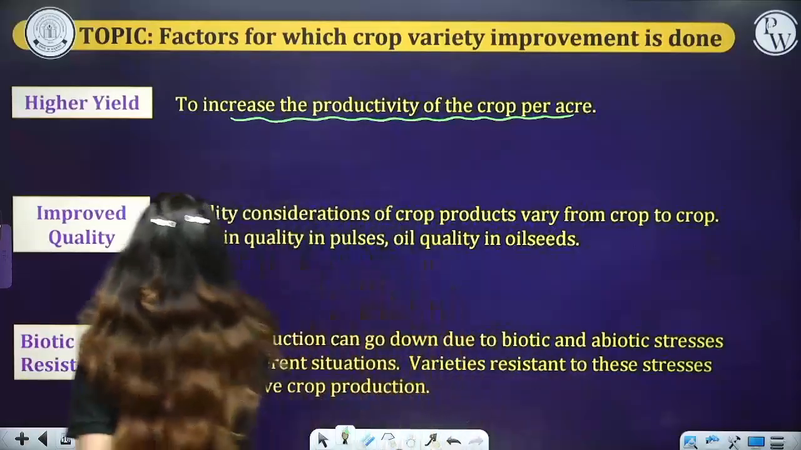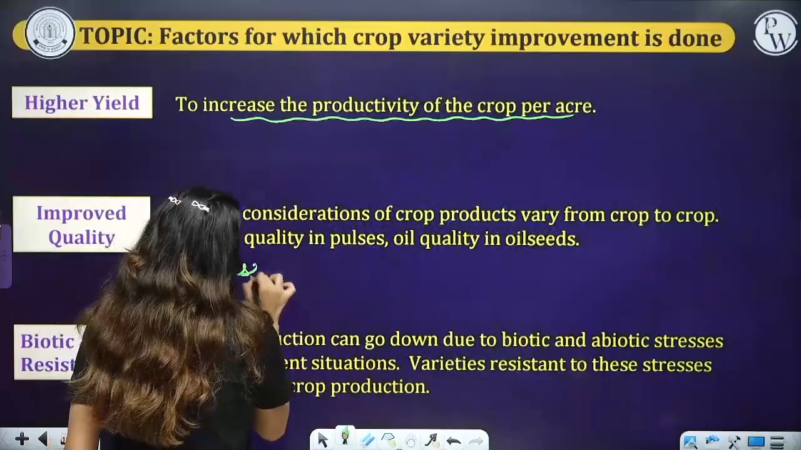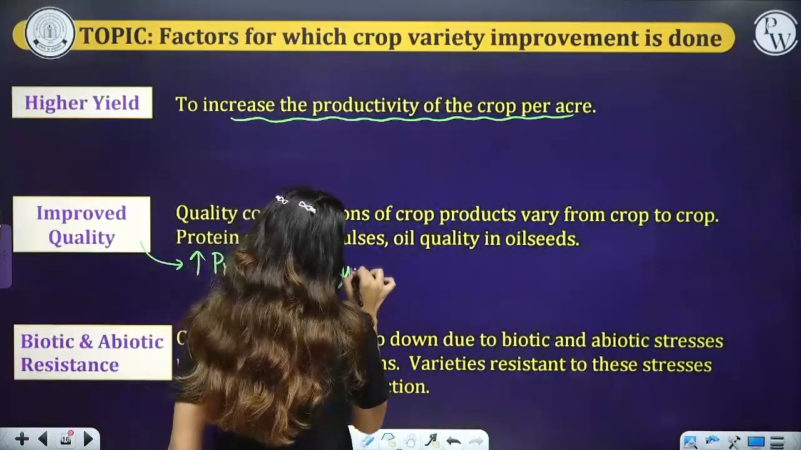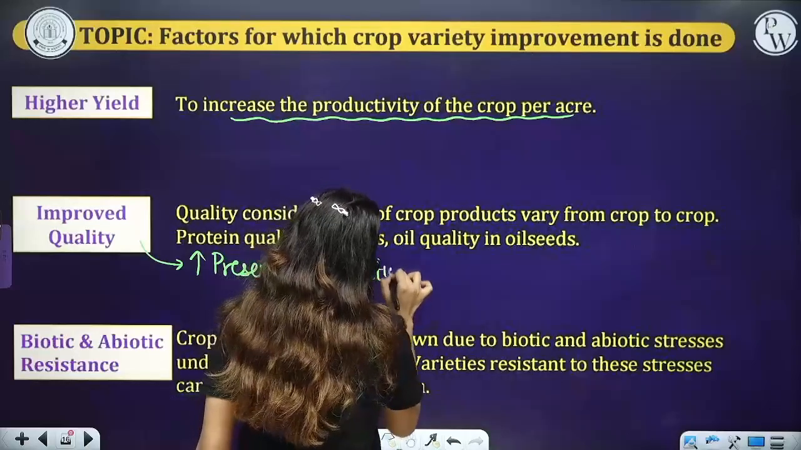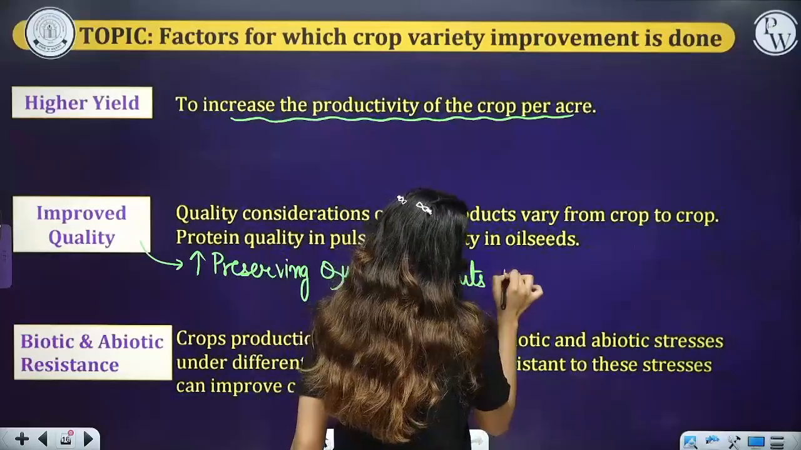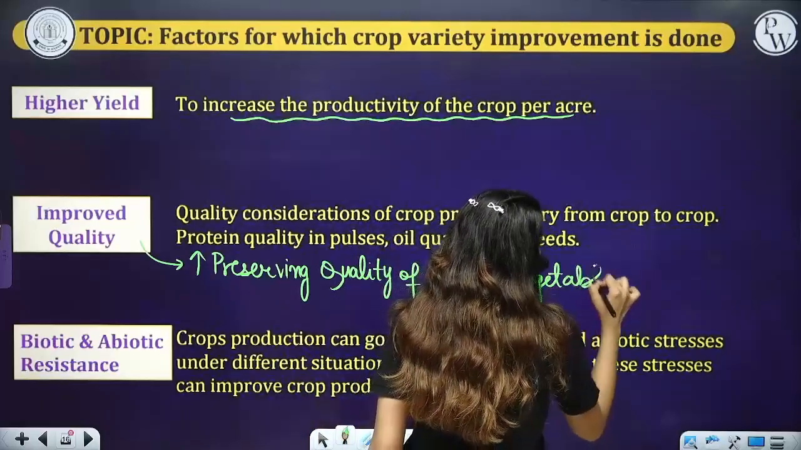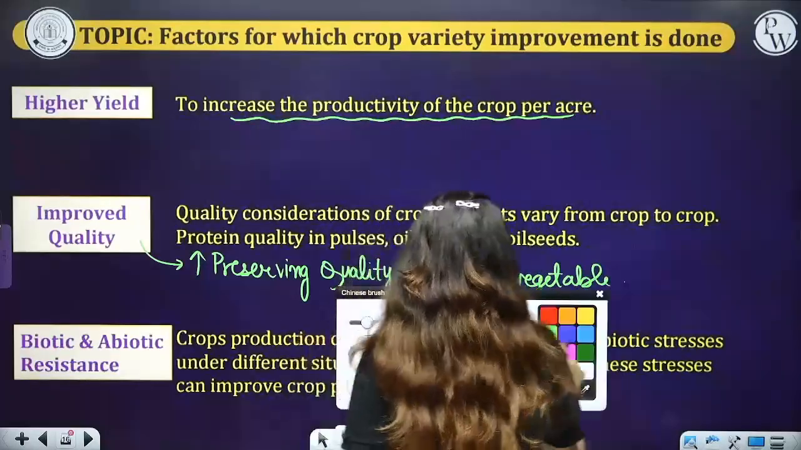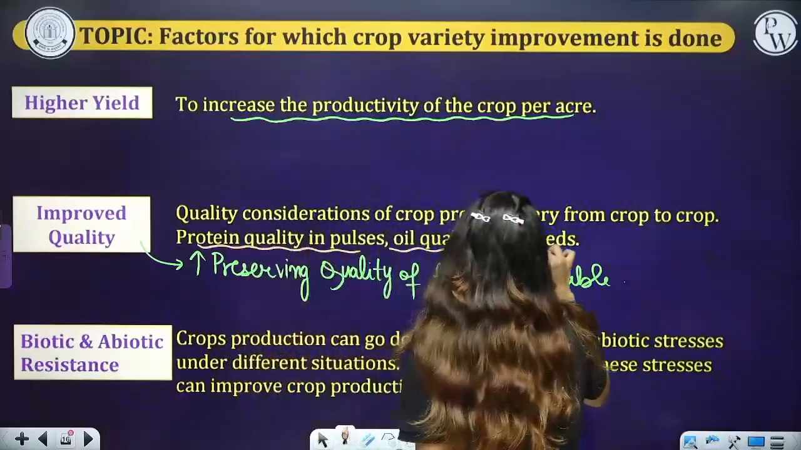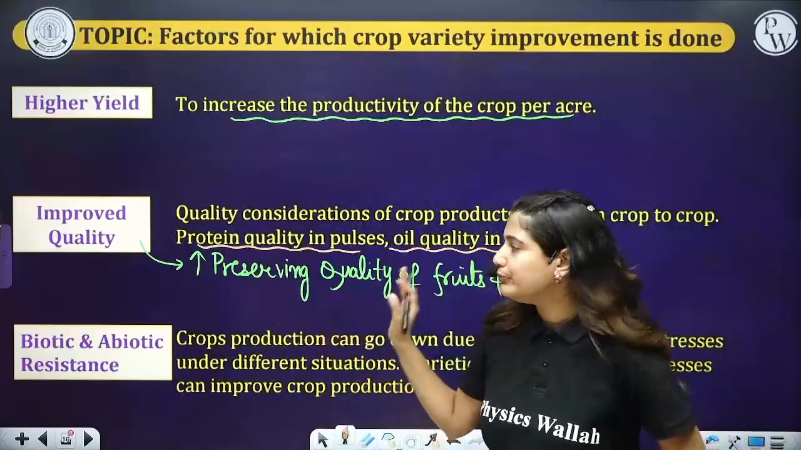So in improving quality, you are also increasing the preserving quality of fruits and vegetables, right? You are improving the protein in the pulses, and also you are improving the oil in your oil seeds. Easy. Basically you are improving the quality.